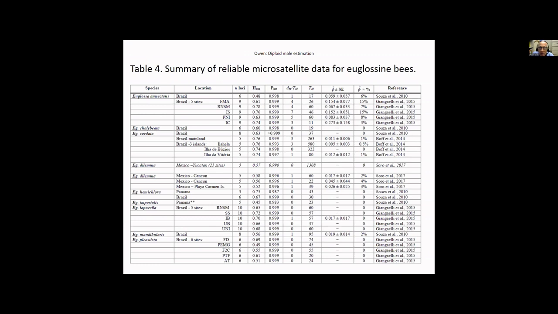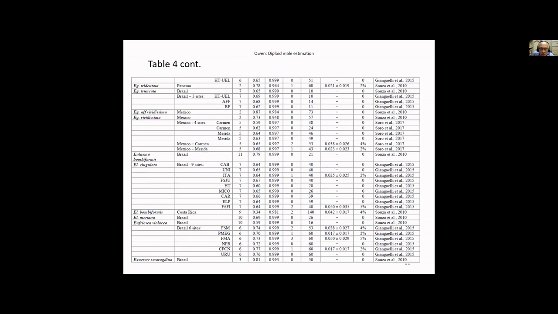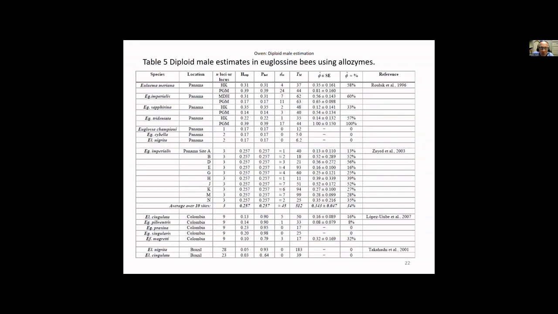And then what I did was to take all the other papers on microsatellites and recalculate everything in terms of phi. And as you can see, there's quite a range. And these are some of the most recent and more comprehensive papers. But we still now have quite reasonable phis in many cases. Certainly many populations don't have any diploid males, others do.